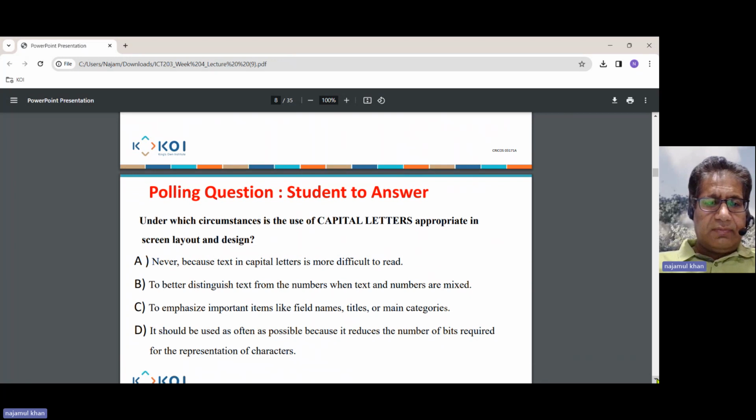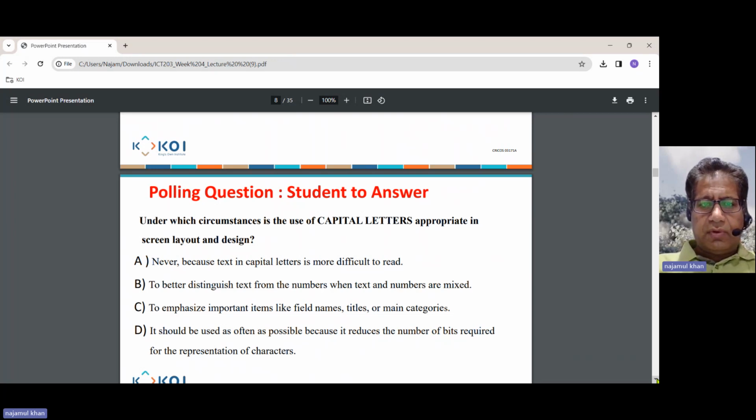So we can say never, because text in capital letters is more difficult to read. Of course, this is not the right answer. To better distinguish text from the numbers when text and numbers are mixed. No, not really. I think C is the correct answer, probably: to emphasize important items like field names, titles, or main categories. I think that's where we want to emphasize something. So that's where I think it should be done.